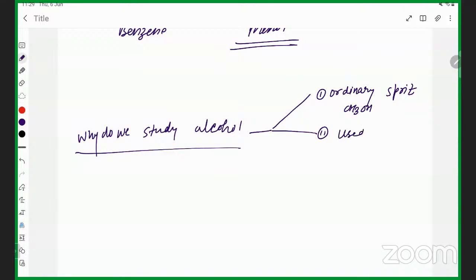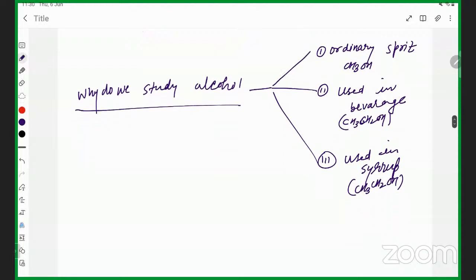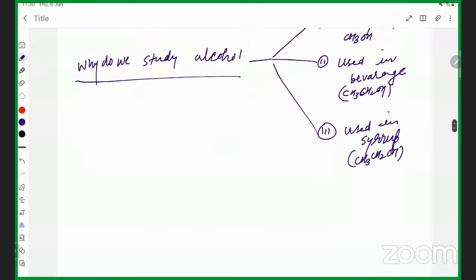Second, used in beverages. That is the alcohol we use: CH3CH2OH, ethanol. Also, ethanol is used in syrups. Mostly that is what is there. Have you heard about this one? Yes, sir. Cough syrups.